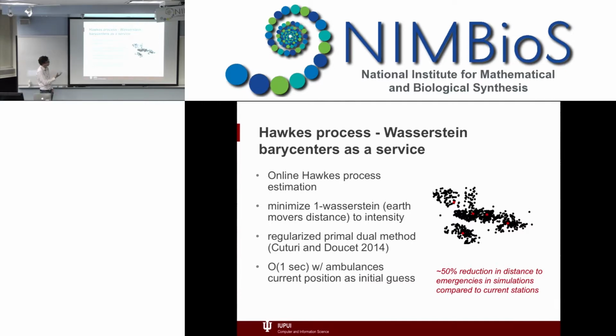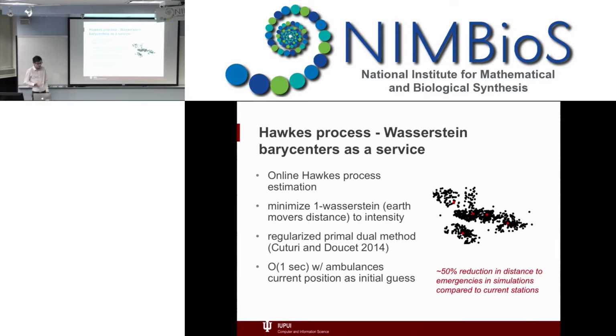So it's different. It's kind of fundamentally different than k-means, and it ends up being a non-convex optimization problem. But there are fast methods to do this, so you can use those to solve that in about a second. So you can do this in real time or near real time. And at least in our simulations, we've seen a 50% reduction in distance to emergencies compared to the current station. So we're running an experiment this summer to validate this software application.